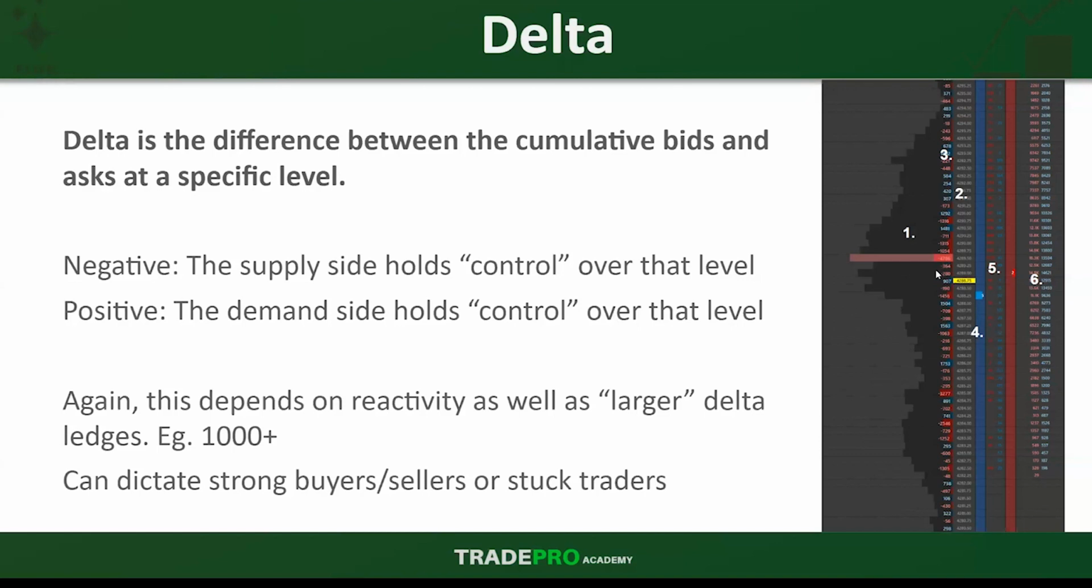Positive delta, the demand side's holding quote unquote control over that level. And again, this depends on reactivity as well as quote unquote larger delta ledges. So a larger delta area, I would say, is over 1,000, maybe over 1,500. So let's take a look at what this means for us, right? You have 3 levels here that are net about 7,000, maybe a bit more negative delta, right? Prices under it. This was very close to a top.